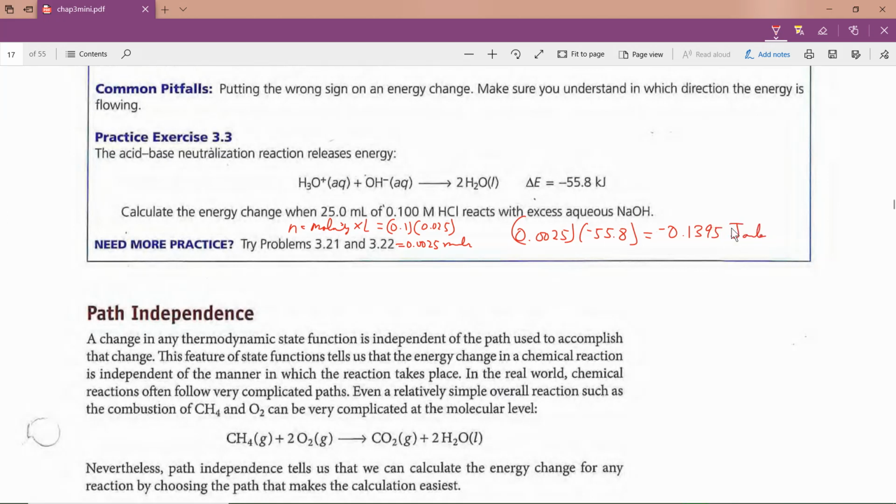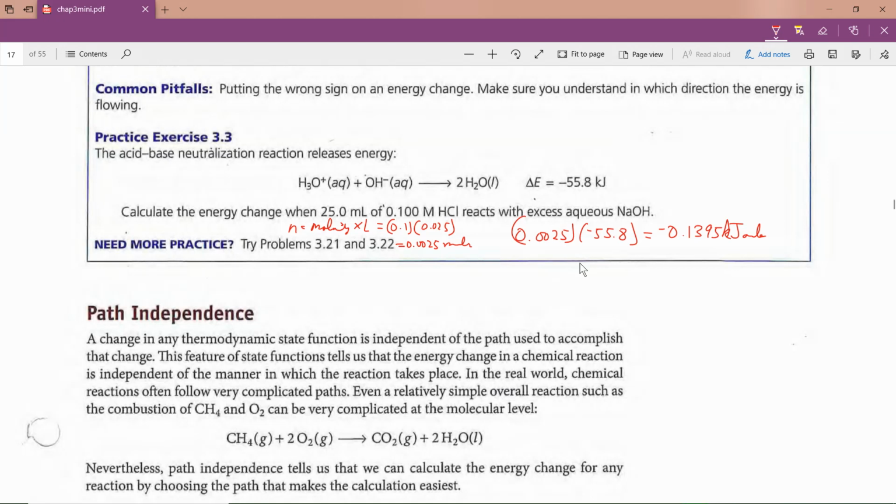Okay, so that's not joules, that's kilojoules. Be careful there, right? I didn't convert to joules anywhere, did I? So energy change, I can leave it in kilojoules. If I was asked to do it in joules, well then I'd have to multiply by 1,000. So let's look at the end of this chapter at practice exercise 3.3 and see if we got that one right. Again, the practice exercise answers are at the end of the chapter. Minus 0.14, yeah, good enough.